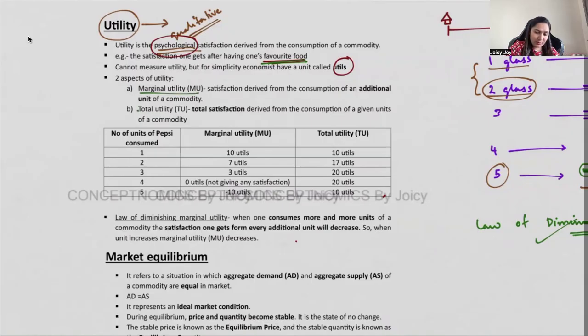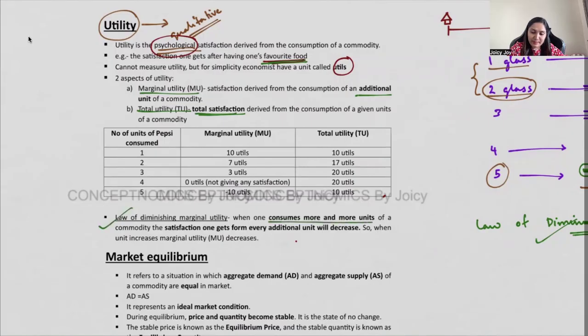We also discussed what is total utility. What is marginal utility? It is the additional satisfaction derived from consumption of an additional unit of a commodity. Then what is total utility? It is the total satisfaction derived from the consumption of given units of a commodity.